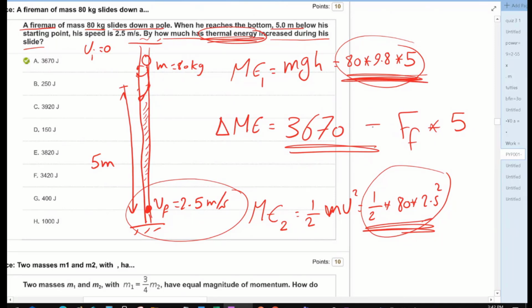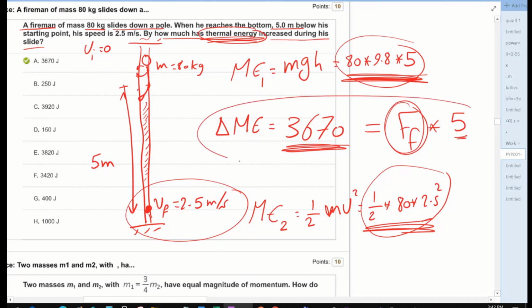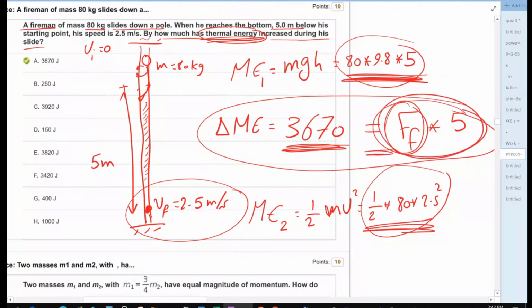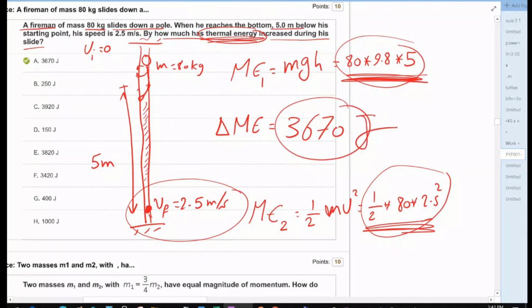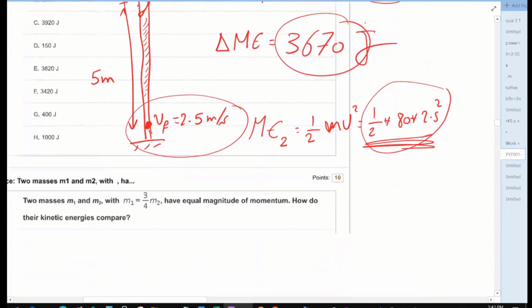So I can equate the loss, which is the loss of energy, with the force times 5. So I will get the friction. So let's assume that he asks for the average friction. You can do that. Find the loss and then equate it to friction times distance, because this is the work done by friction, which is the loss of energy. Okay. But of course, here he didn't ask for the friction. So he asks only for the change in energy as thermal energy.